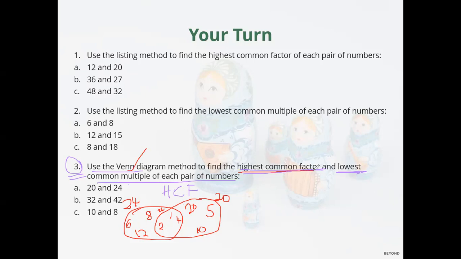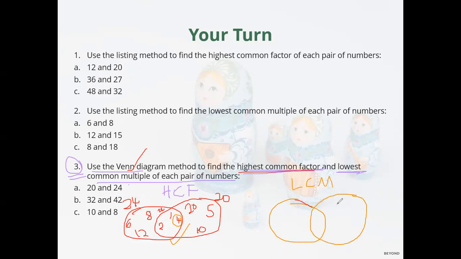We want to find the highest common factor. So what is the highest number in the middle, guys? 4. You see that now? Okay. Now, in the same manner, in the Venn diagram, we want to find the lowest common multiple for that same pair of numbers. In other words, the times table of 20 and the times table of 24 is what you're going to put in your mind.